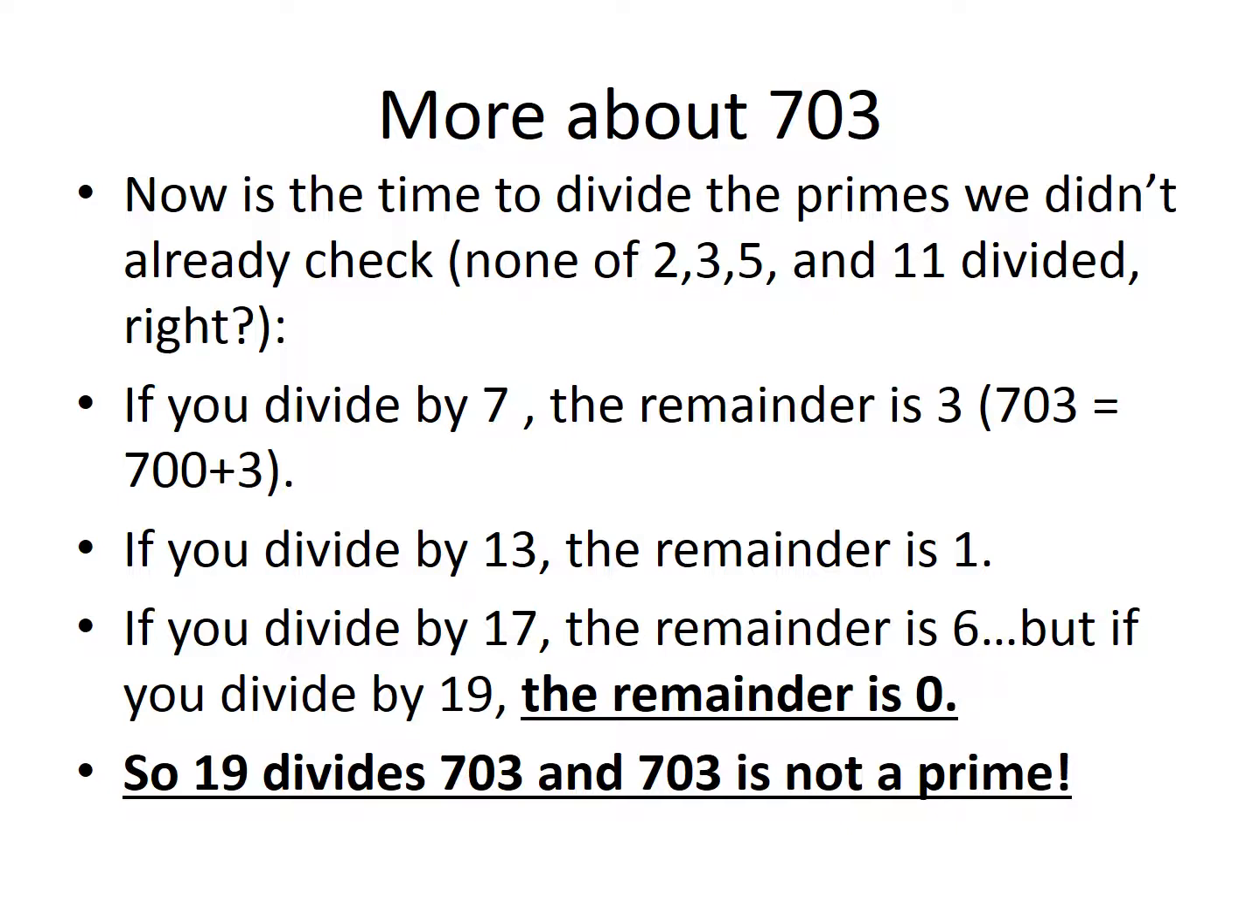If I divide by 17, I could do it by reasoning it out. You get a remainder of 6. But if you divide by 19, guess what happens? It goes in perfectly. There's no remainder. 19 divides 703, and 703 is not a prime number. And if I want to factor it, now I know what one side is going to be on my factor tree. I'll have a 19 on one branch, and you can divide to find out what the other one is. I think it's 23.